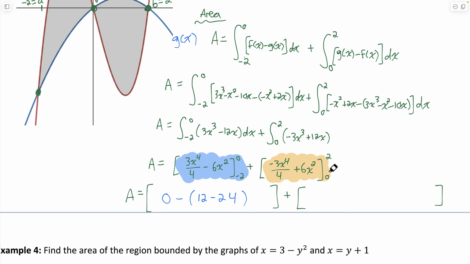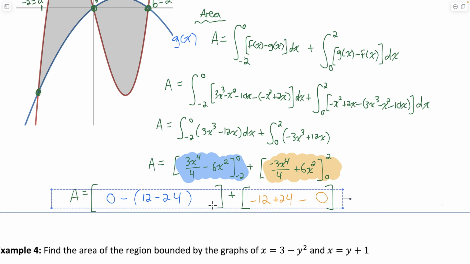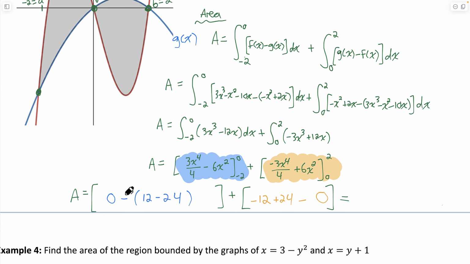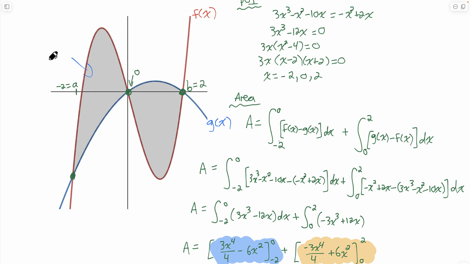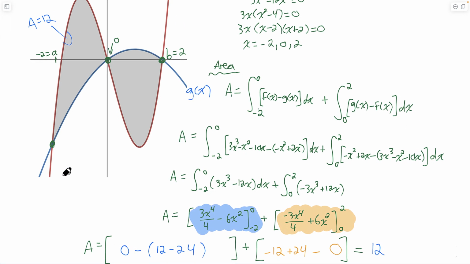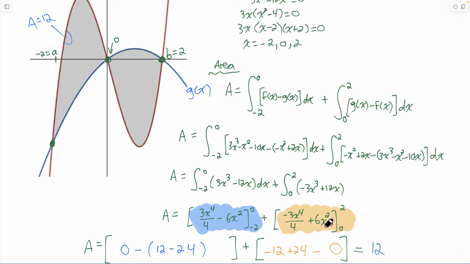And then the next one I will do in orange. I need to find the value of that antiderivative when x is 2, which would be negative 12 plus 24, and then subtract the value of that antiderivative when x is 0, which is 0. So let me just move this over a bit. And this is equal to, well, the area of my first definite integral, 0 minus negative 12, that's 12. So I know that this first area is equal to 12 units squared. And my second area, in orange, I see negative 12 plus 24 take away 0. That is also 12.